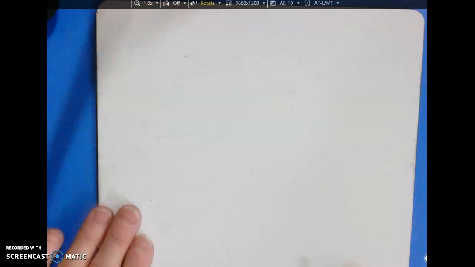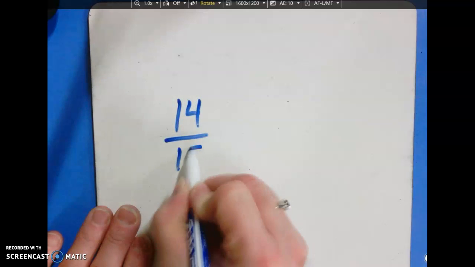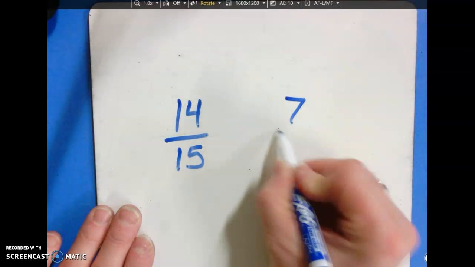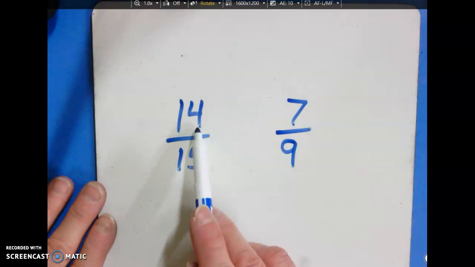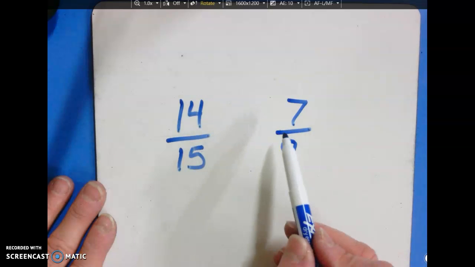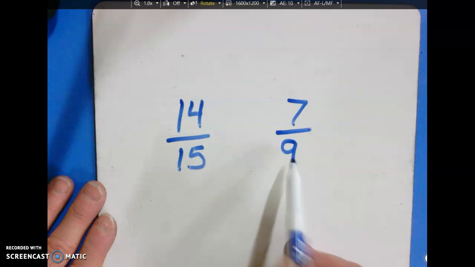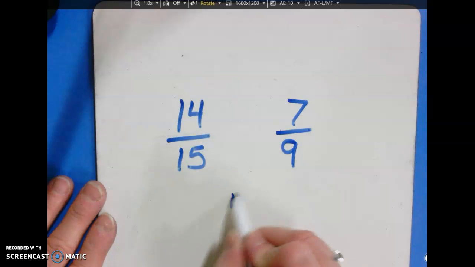Let's try this one. What about 14/15 compared to 7/9? The question is, yes or no, are they equivalent? Well, I'm thinking about the relationship I see between 14 and 7. I know I could divide by 2, but 15 divided by 2 is not 9. So that makes me think I do not think they are equivalent. So my guess would be no.